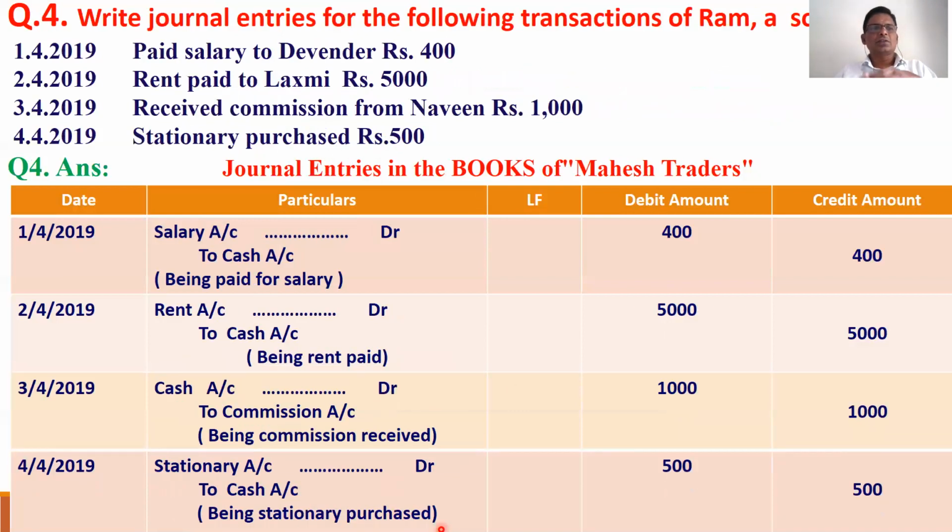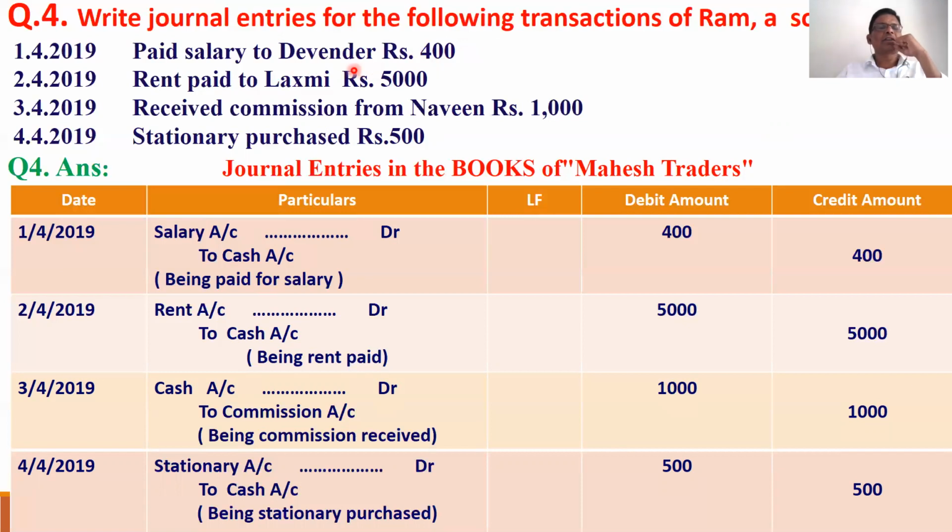So this is for the fourth one, right? Journal entries for the following transactions. 1/4/2019, paid salary to Devinder. So we paid salary to Devinder.